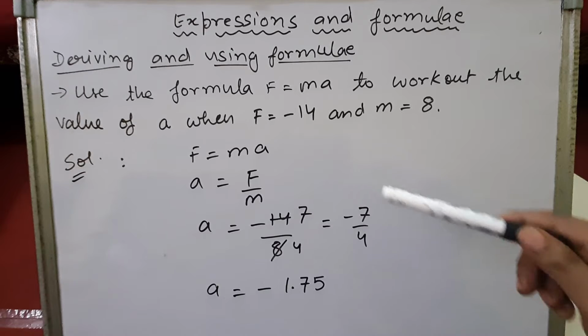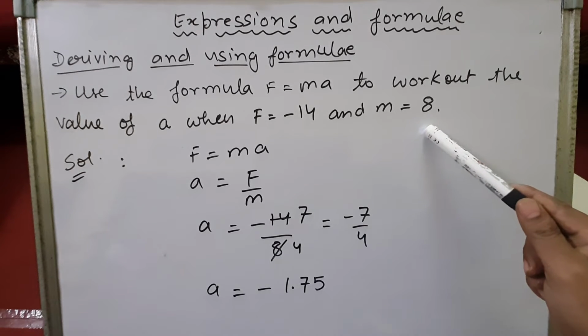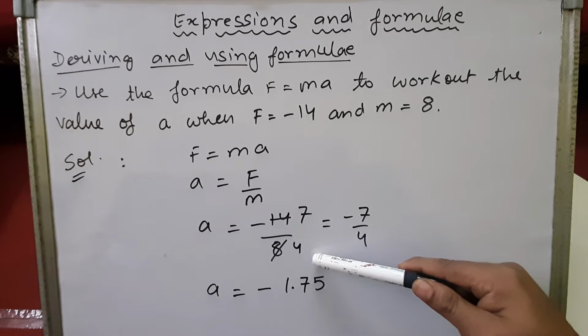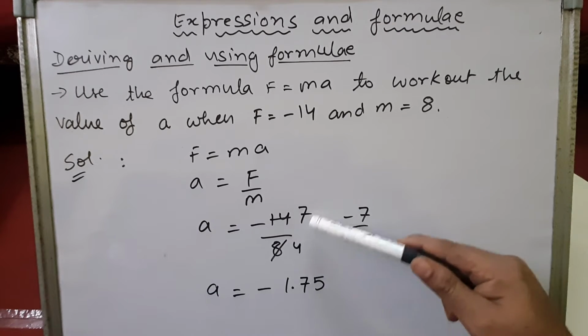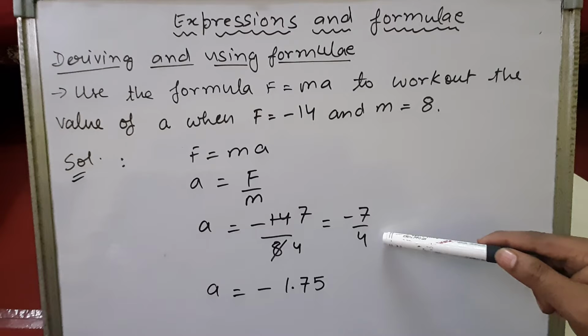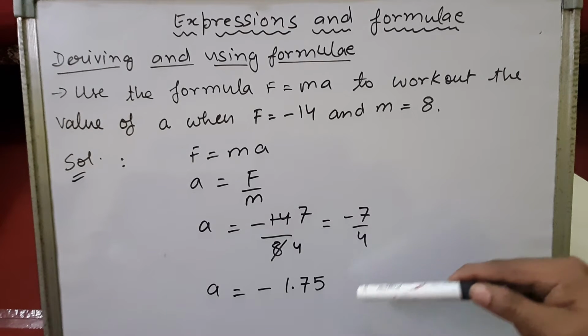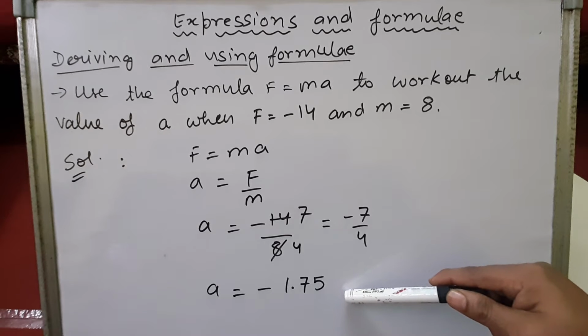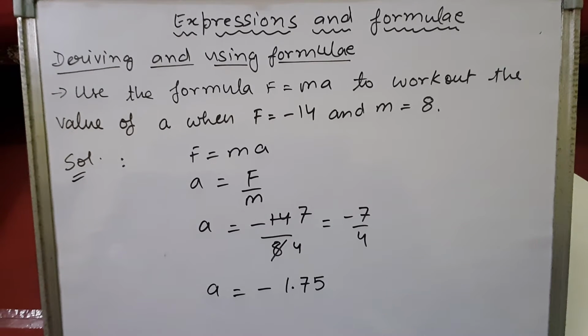When we substitute the values of F and M, which are given to us as F is minus 14 and M is 8, we get A equals minus 14 upon 8. Cancelling by 2, we get minus 7 upon 4. When we convert it into decimal, dividing 7 by 4, we get 1.75, so minus 1.75. That will be the negative acceleration, which is also called the retardation. Alright, note down please.